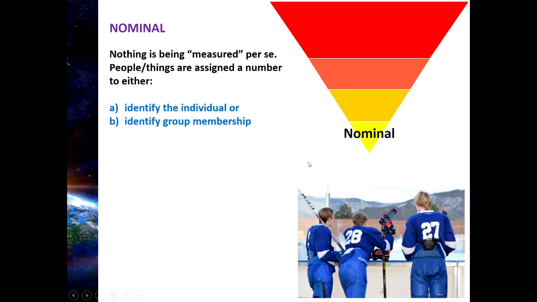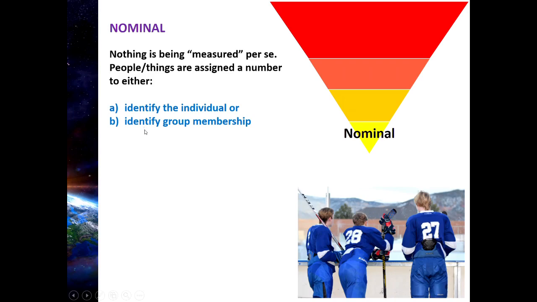All right. And those numbers are used so that at a glance you can see who has the puck, who just sent who flying into the boards so that they'll get the penalty right or something like that. All right, so all we're doing here is we're using numbers to tell one player from another player. Now, that means we're using them to identify individuals. But another use of nominal numbers is we can use them to identify group membership.